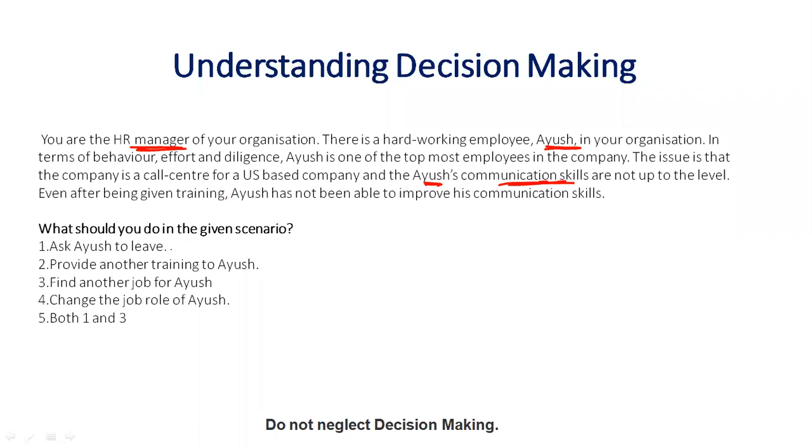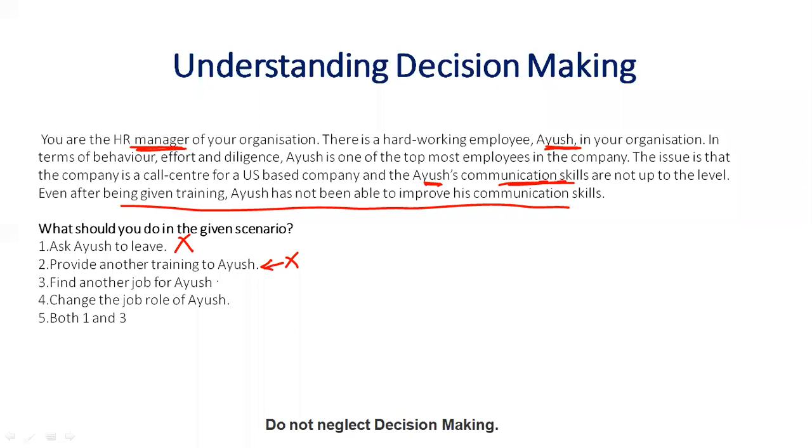Ask Ayush to leave. Guys, this is a very extreme option. You would not want to do this. Of course not. Provide another training to Ayush. This is what option 2 says. But is it valid? See guys, I have already given quite a lot of training, right? Even after being given training, Ayush has not been able to improve his communication skill. So when it has not worked until now, more training will definitely not work. As an HR manager, I don't want to waste my time and affect my company by giving more training to Ayush, right? So given the fact in the passage, we'll again cross this option.